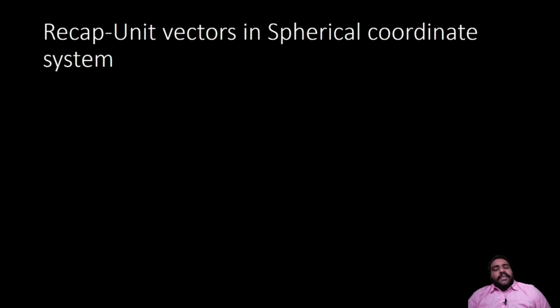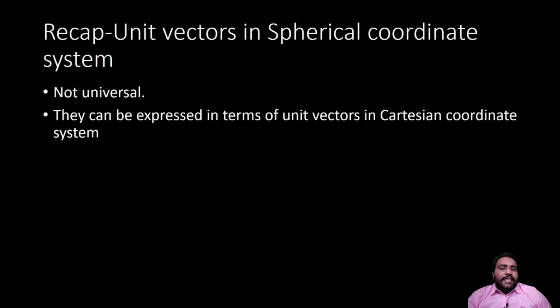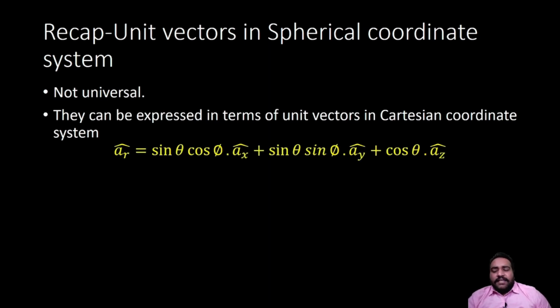Now, similar is the case for unit vectors in spherical coordinate system. Unit vectors in spherical coordinate system are also not universal. They are also changing with space. Hence, they can also be expressed in terms of the universal unit vectors, that is the unit vectors in Cartesian coordinate system, and they are written as a r cap equals sin theta cos phi ax cap plus sin theta sin phi ay cap plus cos theta az cap. That is the unit vector along the positional vector.